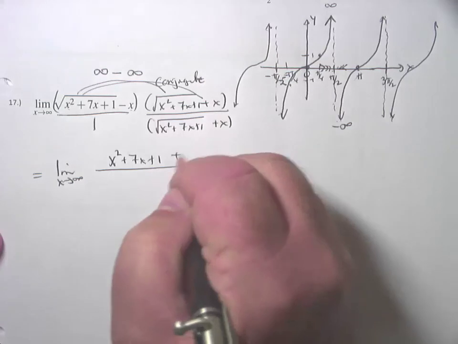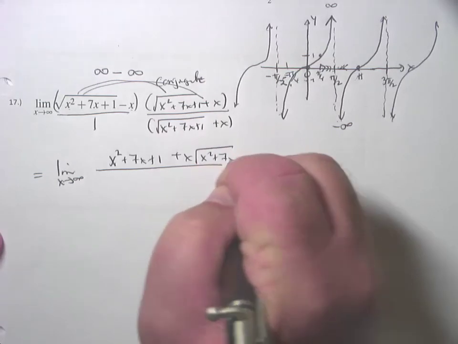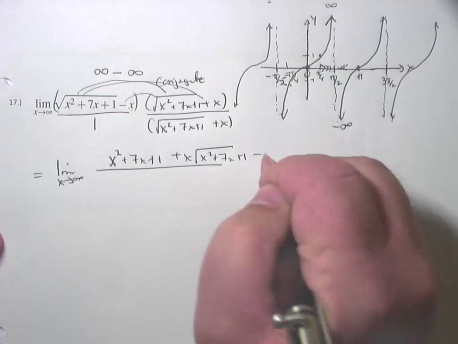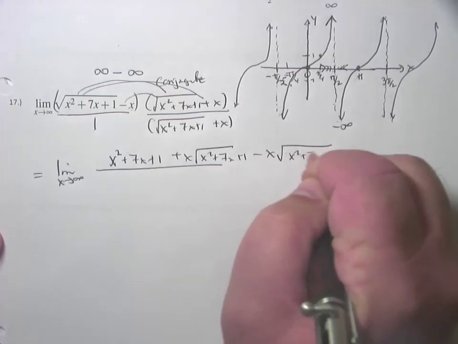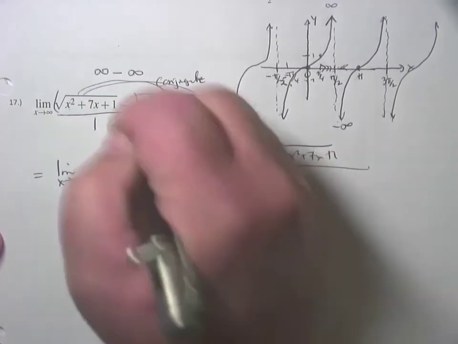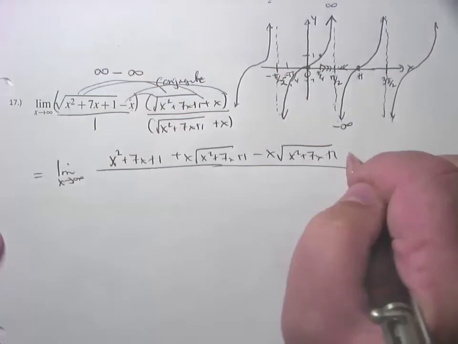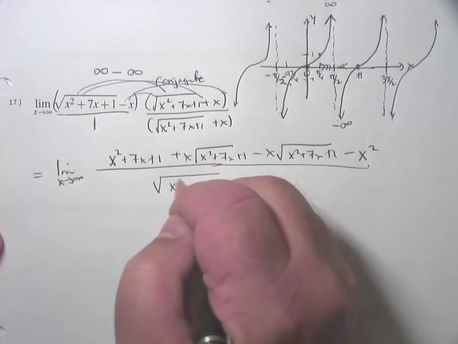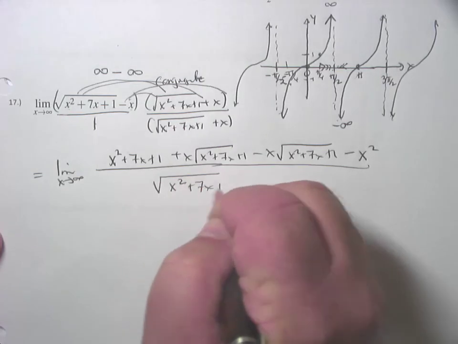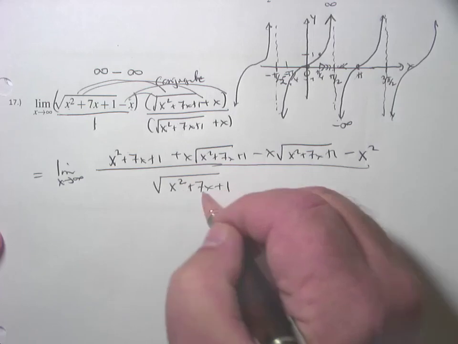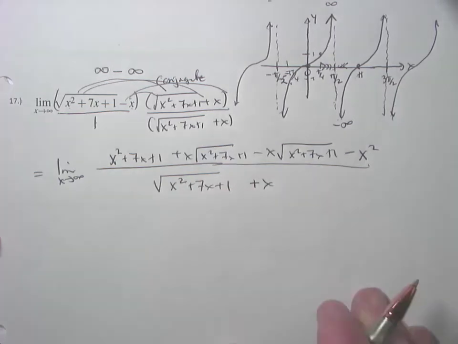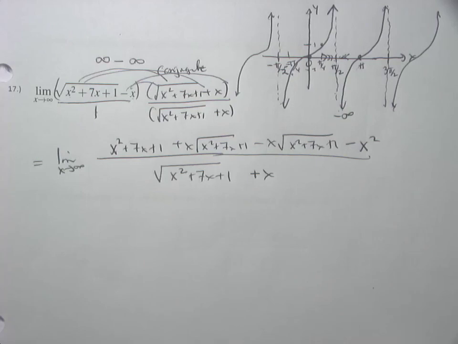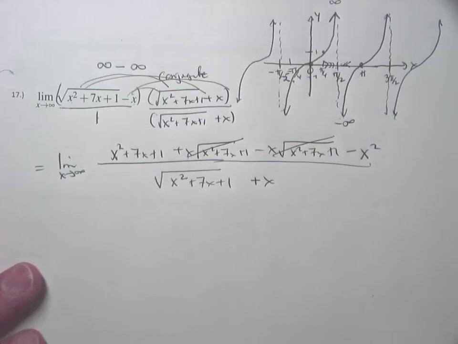Outer would give me plus x times the square root of x squared plus 7x plus 1. The inner would give me minus x times the square root of x squared plus 7x plus 1. And one more, what is negative x times positive x? Negative x squared. Now, with the foiling of the conjugate pairs, what cancels? The outer, inner always cancels, but in this one, something else cancels. What is it? X squared.